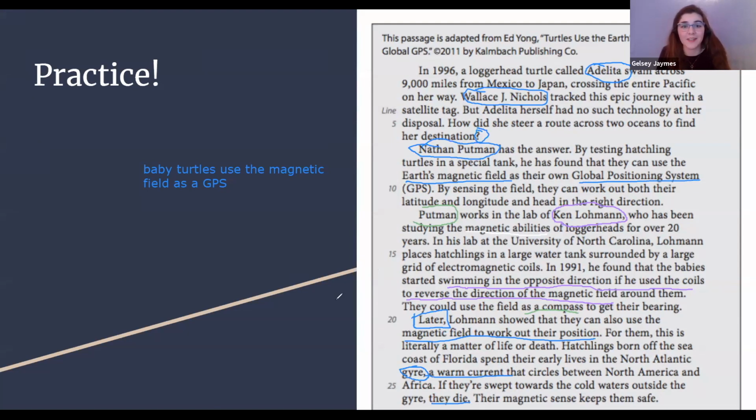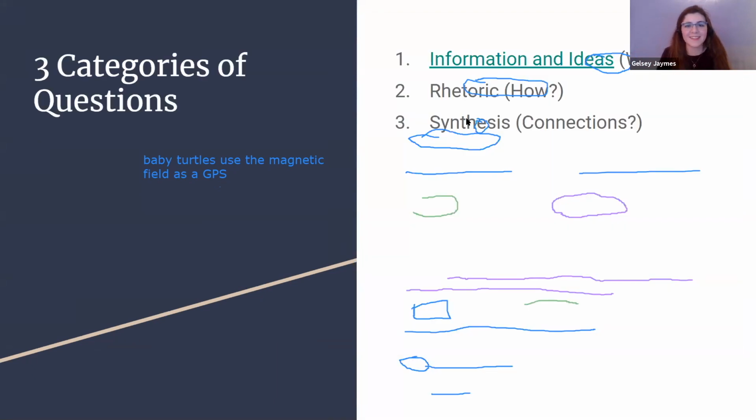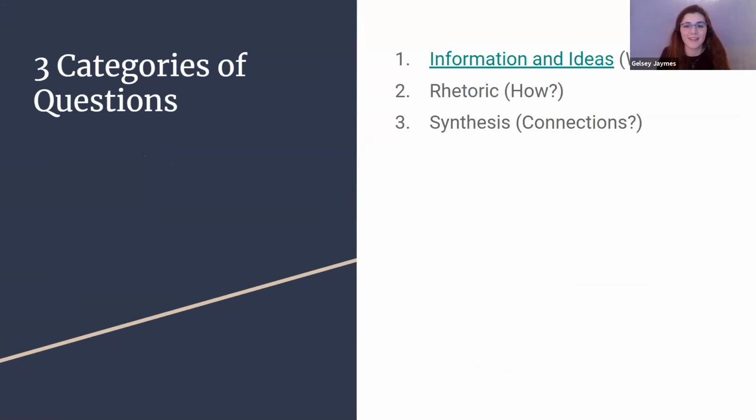I think we've done a pretty good job of annotating this passage here. So if we were to look at a bunch of questions, we would have some really good points to draw off of with our annotations, to be able to answer those questions pretty efficiently. So let me stop annotating. Oh, the annotations are still there. But just to summarize, there's three categories of questions as well. Information and ideas, your what, rhetoric, which is your how, and your synthesis, which is your connections. And your annotations will help with all three of these things, but especially with connections when you're trying to move between ideas.